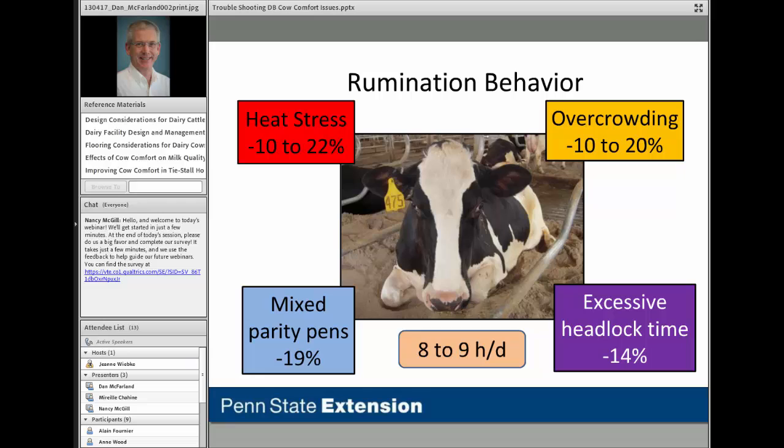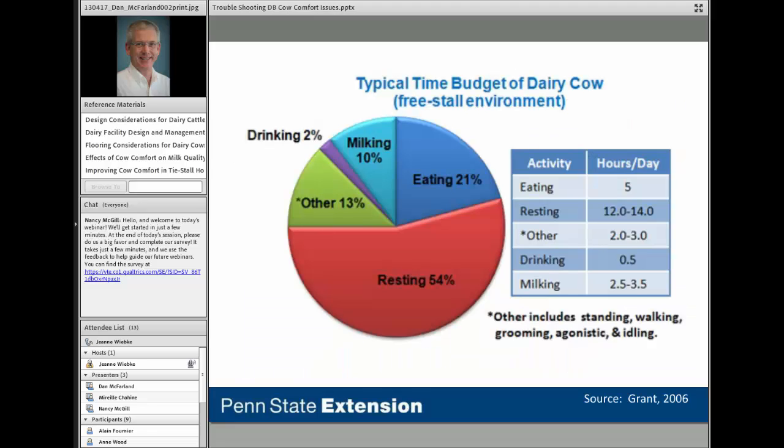Mixed parity pens, up to 19% reduction in rumination time. And excessive time locked up at the feeding area, maybe up to 14% can reduce that. Rumination is very important in the comfort and well-being and production of the cow, and so we want to keep that in mind as we're troubleshooting these facilities.